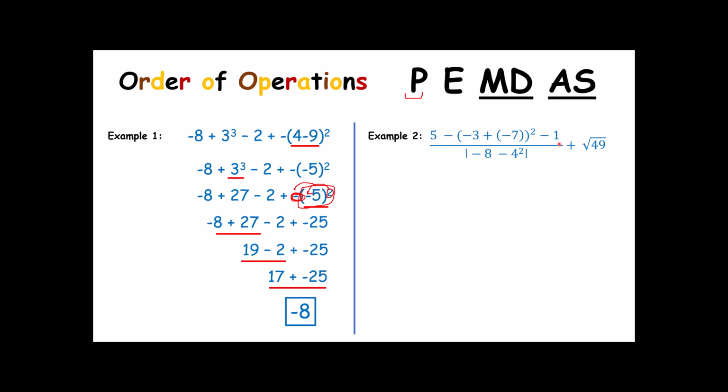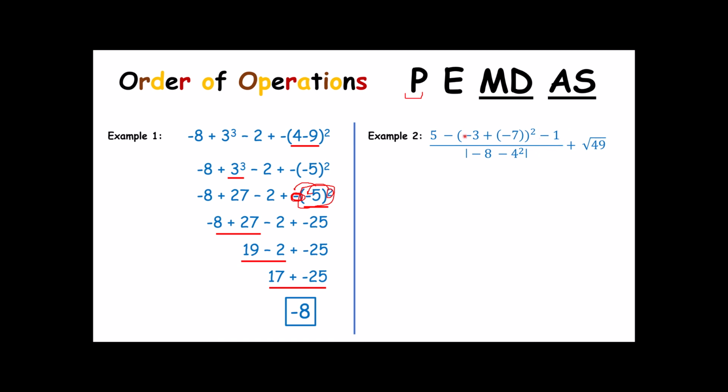Since the division happens last, I can really simplify the top and the bottom at the same time. Technically, if I was thinking left to right, I probably should do this entire thing first, this entire thing second, and then do the division. But since the division's happening last anyways, I'm allowed to do them both at the same time.